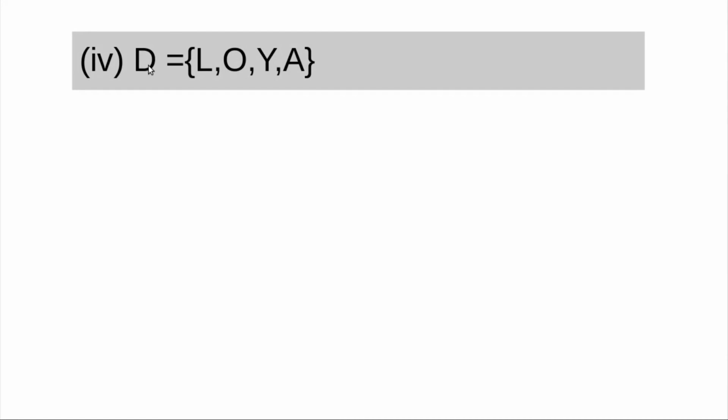Now the next question is D is equal to set of all x such that x is a letter in the word loyal. Therefore D equal to set L, O, Y, A, L. These are the elements in the set. E is equal to set of all x. X is a month of the year not having 31 days. We have to write all months of a year not having 31 days.